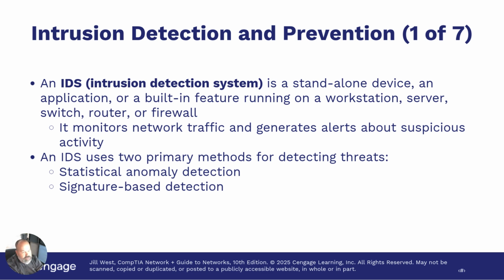An IDS, or intrusion detection system, monitors network traffic and generates alerts about suspicious activity. Think of it as a security camera for your network. It watches everything and yells when something looks wrong. It uses two methods: statistical anomaly detection, which is kind of like someone saying, hey, Bob usually downloads 1 gig a day. Why is he suddenly downloading 100 gigs a day? And then there's also signature-based detection, which looks for patterns exactly like the malware from a previous date.